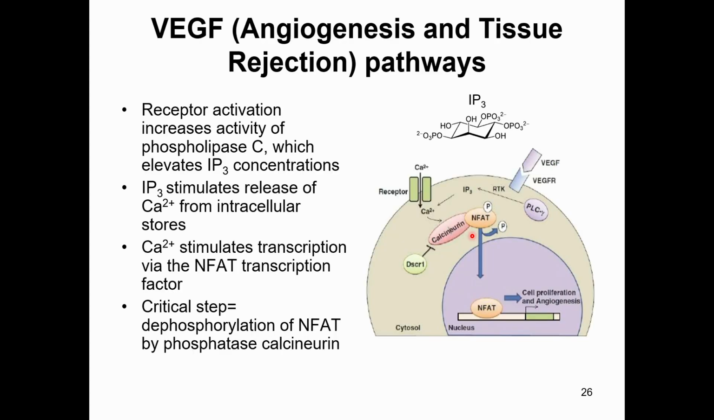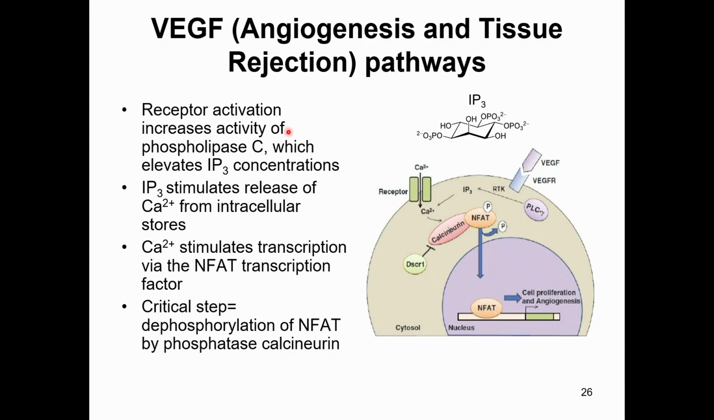Last thing we'll mention here are VEGF receptors and their pathways. So that's the vascular endothelial growth factor receptor. And so VEGF is involved in angiogenesis, which is the process by which tissues become infiltrated with blood vessels. And VEGF is also involved in tissue rejection pathways, interestingly enough. So some transplant considerations.